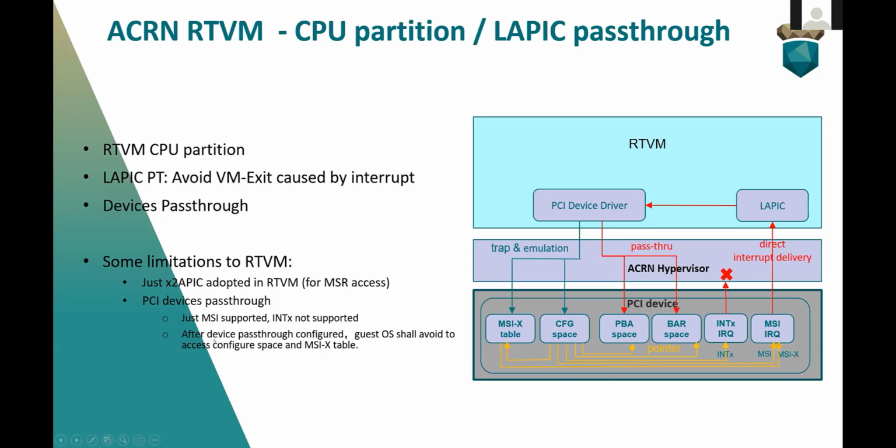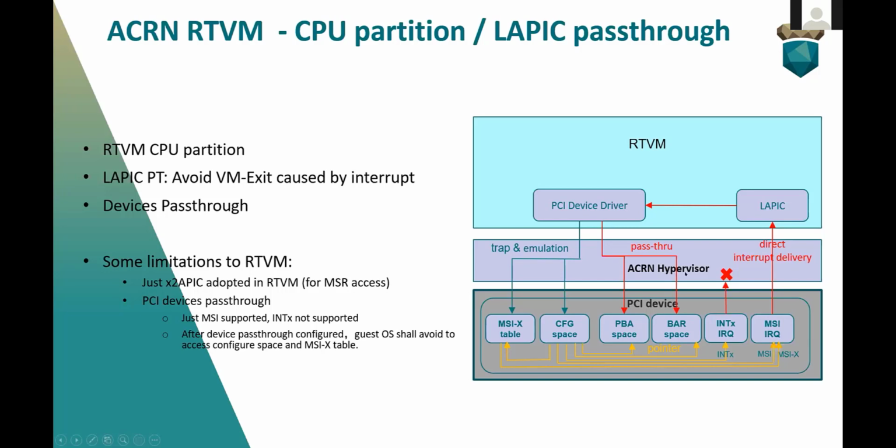Also, for the pass-through devices, after they are configured during boot time, the guest OS, here meaning the RTVM, should avoid accessing the config space and the MSI-X table. This is an example for the pass-through devices. If you access the config space or MSI-X table during the RTVM runtime, it could cause a VM exit. It will trap to the hypervisor. And for other space, it is passed through to the devices.